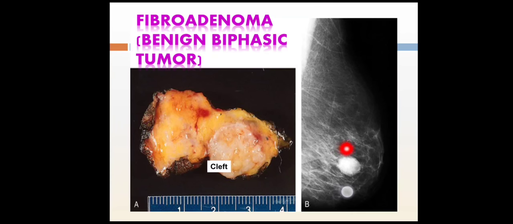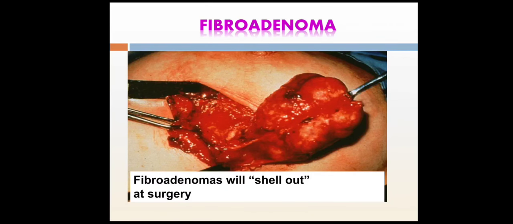Here also in mammography, you're seeing a very well circumscribed lesion. And they can easily shell out at surgery. On palpation also, they'll have a mousy appearance, a moving mouse appearance. That is, they'll be slippery.